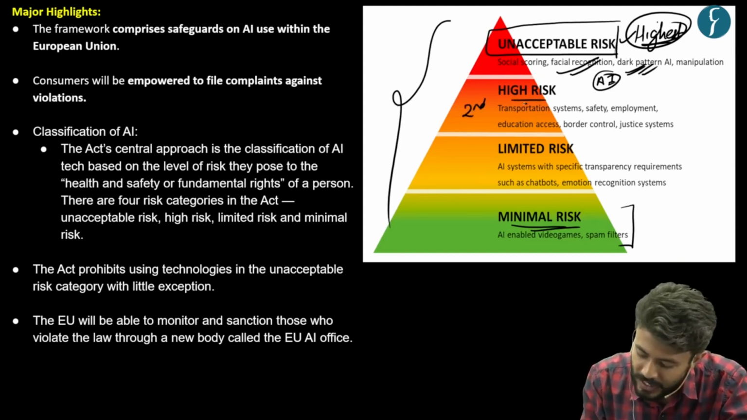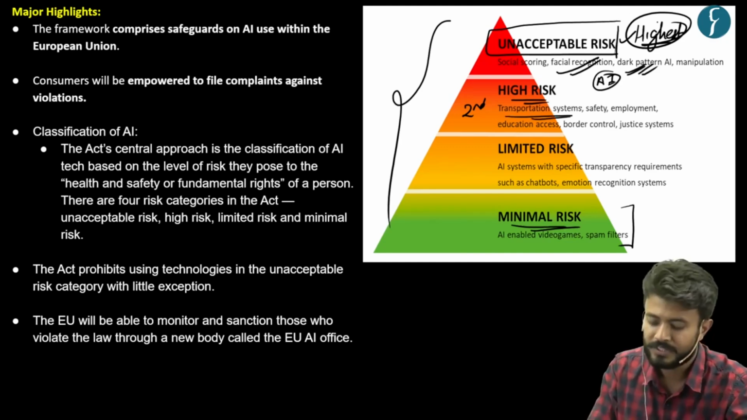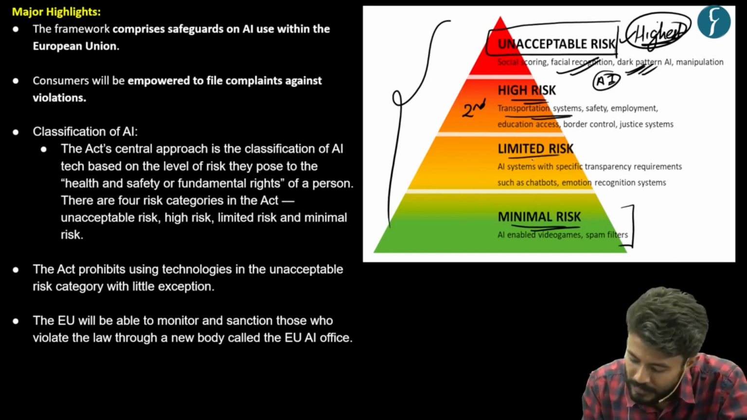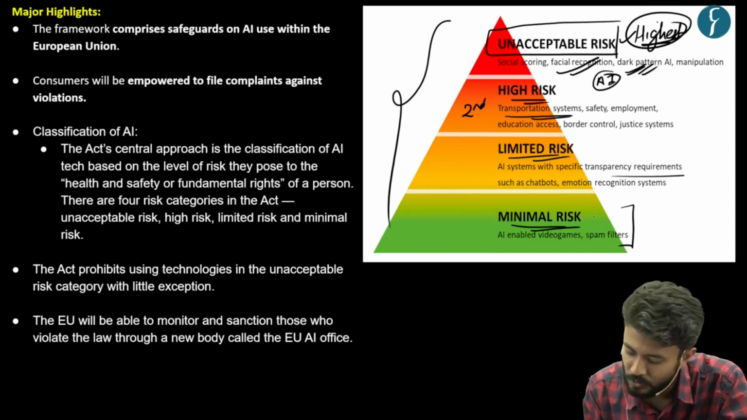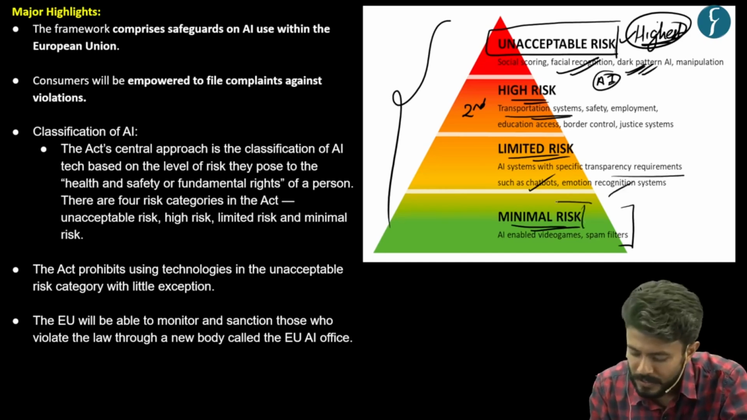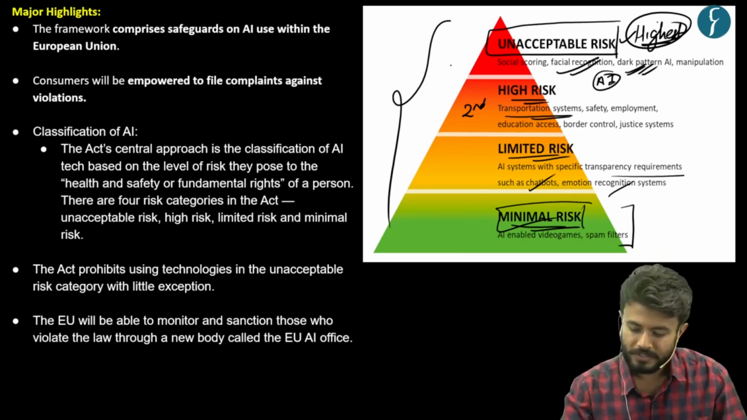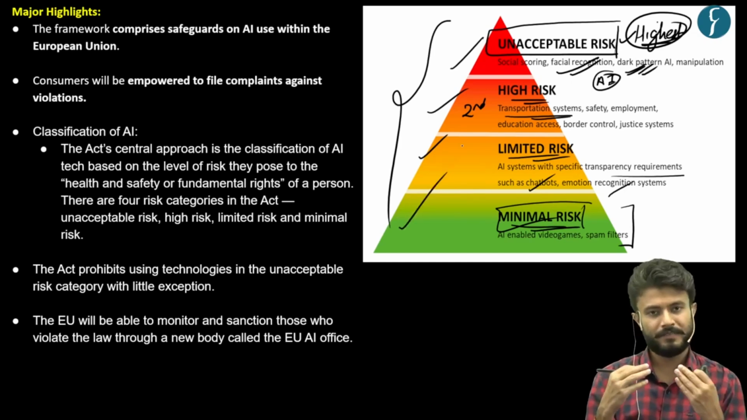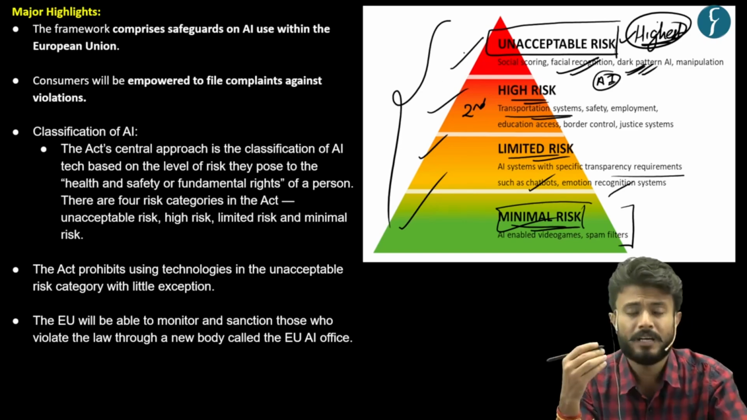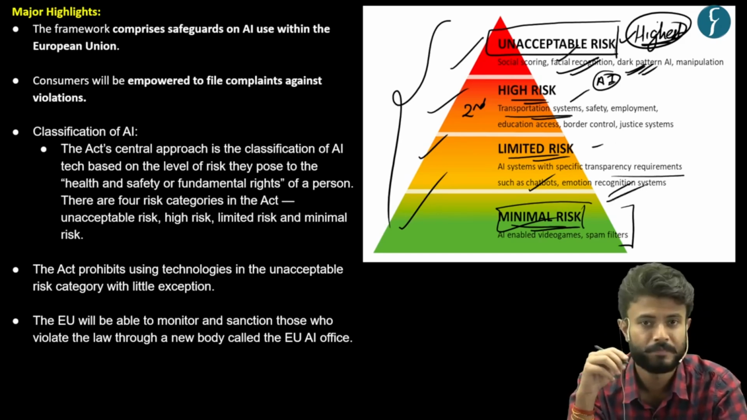The second level is high risk, where AI can be misused in, let's say, transportation systems, safety, employment, education, etc. There will be certain exceptions, right? Limited risk AI systems have specific transparency requirements, such as chatbots, emotion recognition systems, etc. And minimal risk will be, for example, AI-enabled video games, right? So obviously for different categories, there will be differences in the degree of stringency with which these laws have to be enforced, right?